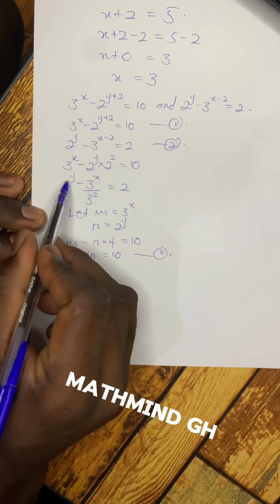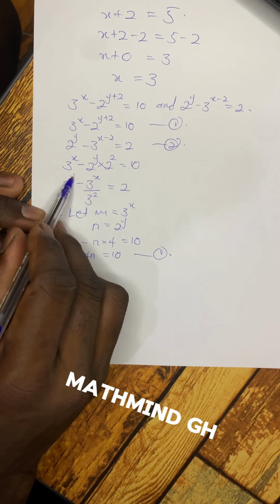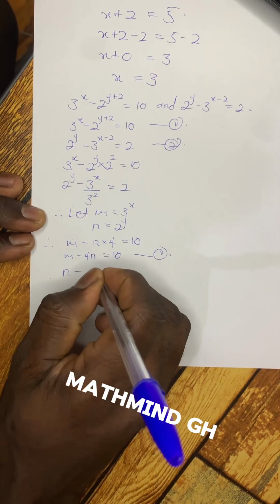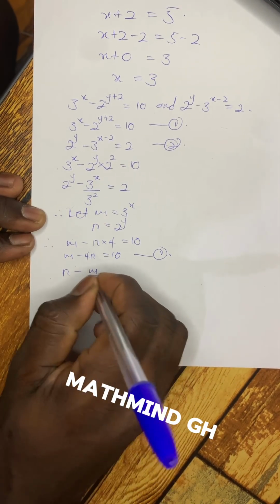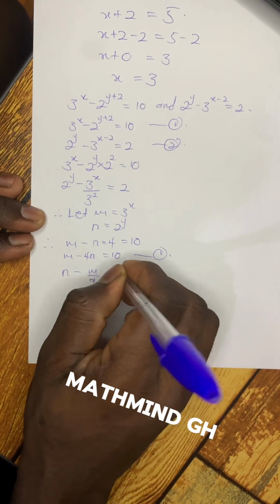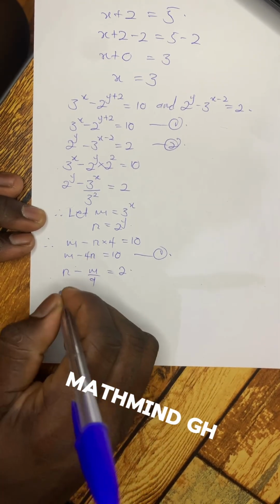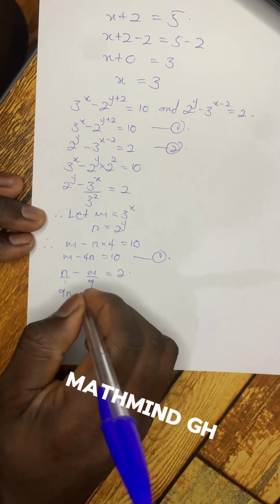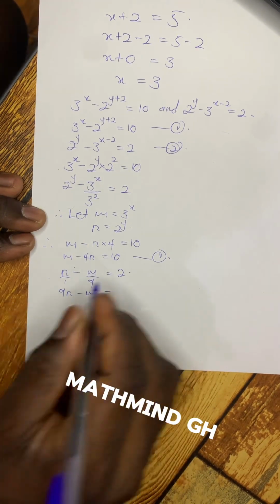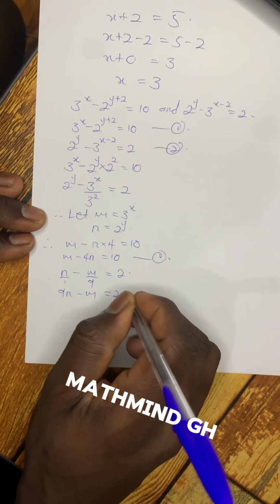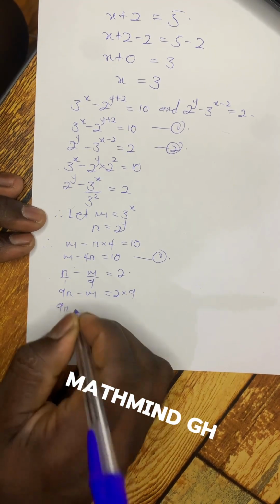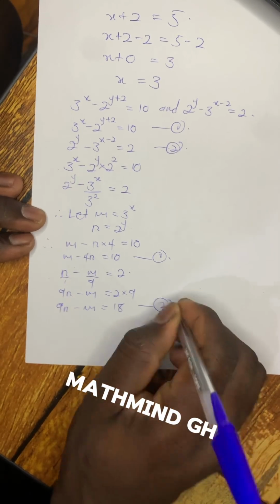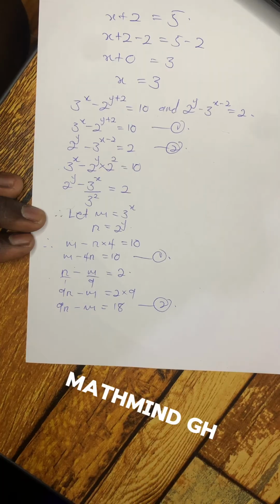Then the second one, we will have n minus m all over 3 exponent 2, which gives us 9, equal to 2. If we simplify this further, we multiply through by 9. This will give us 9n minus m equal to 2 times 9, which is 18. Equation 2. That is what we have here.